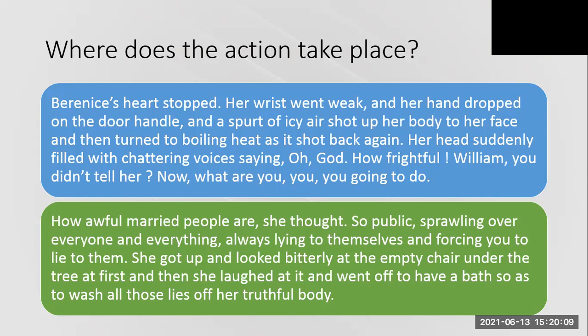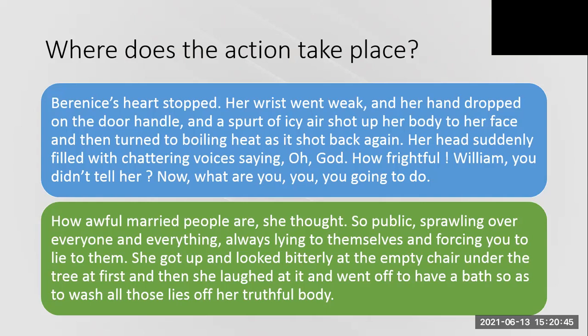So at the beginning, she is shaking, her heart almost stopped. At the end, this is how she perceives the whole situation. She decided just to forget all about it, to take a bath, to clean her truthful body from all the lies she has told the wife. And she even accuses married people of lying, كذب.